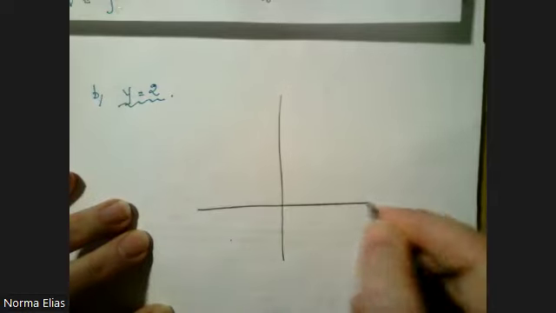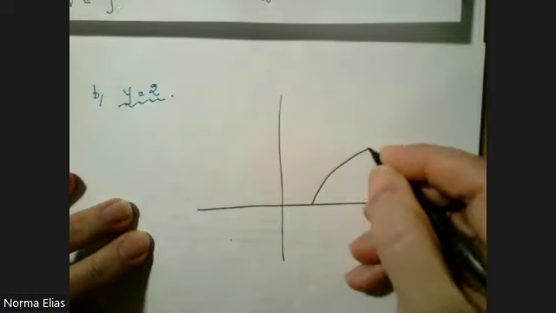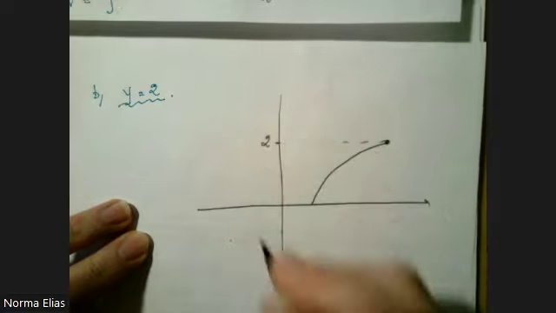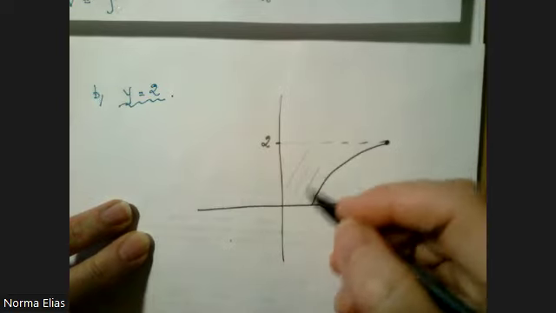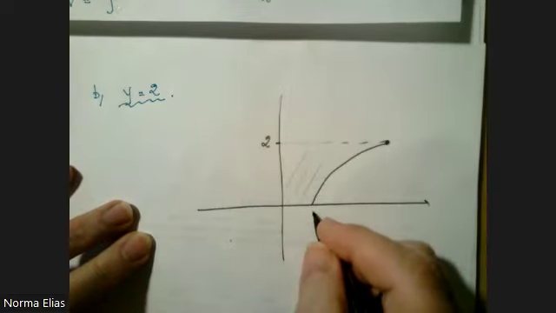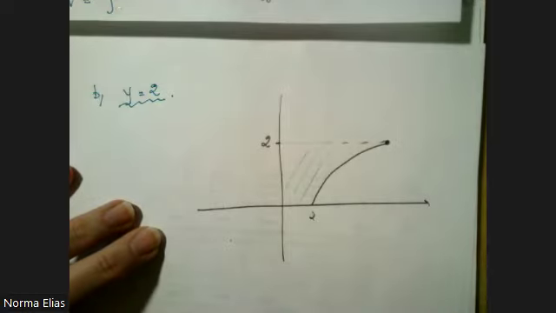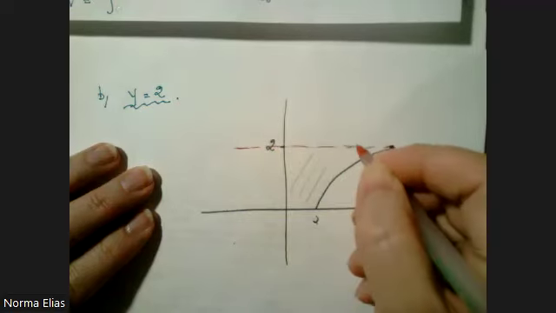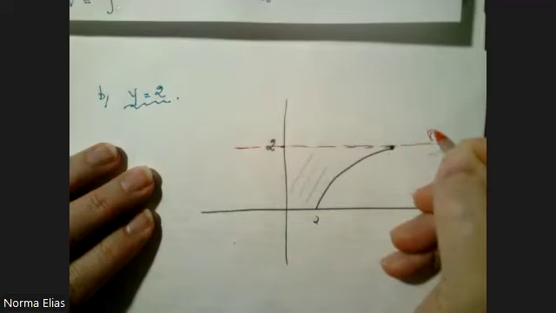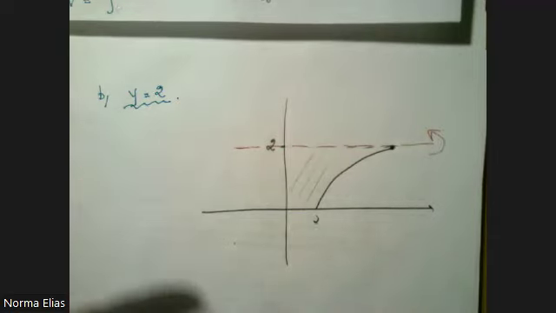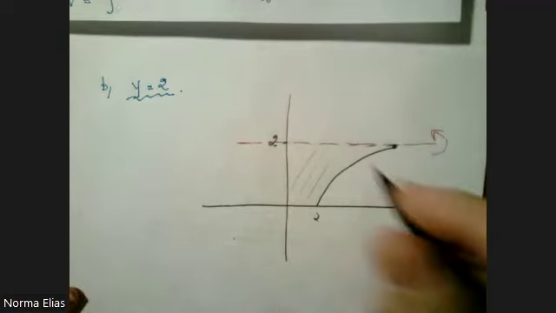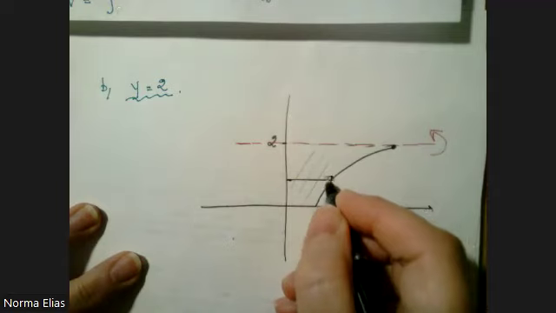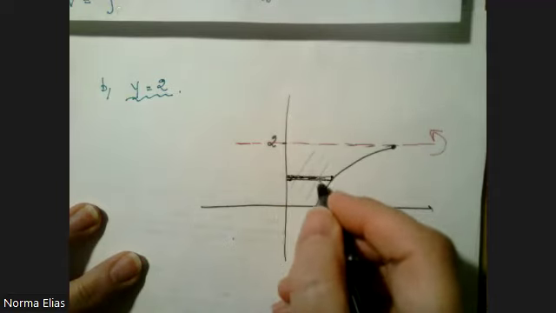So the region hasn't changed. It means this is y equal to the square root of x minus 2. This means this is the line y equal to 2. That's the region. No, sorry, this is a 2 in here. And the axis of rotation is the line y equal to 2. This is the axis of rotation. I'm using the shell method. It means I am covering it with slices parallel to the axis of rotation.